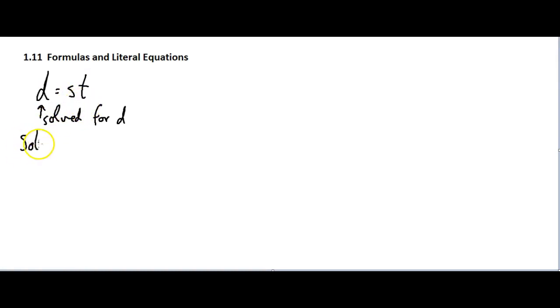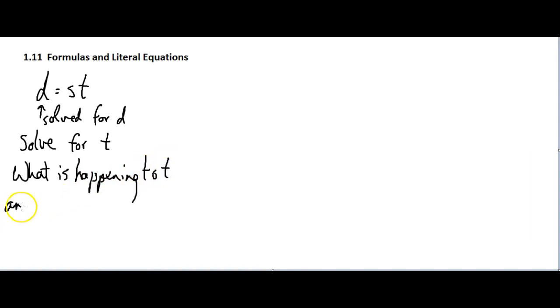So how about we need to solve for t? Perhaps we know distance, we know speed, we would like to calculate time. So you want to ask yourself, what's happening to t? What is happening to t in the equation? And how do I reverse that? All right, so what's happening to t? It is being multiplied by s.